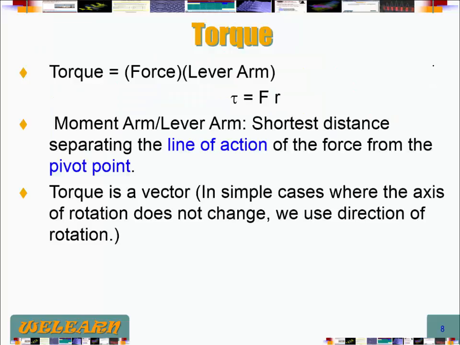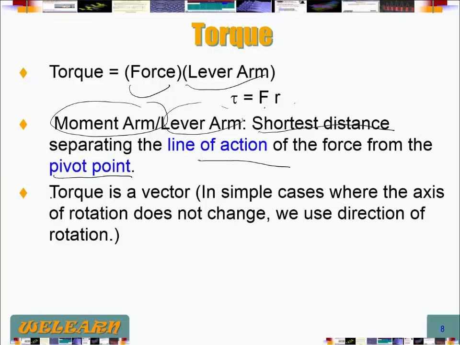Now, again, we have seen this in a previous recording. Torque in magnitude is a force times a lever arm, F times R. What we call the lever arm, and sometimes we call the moment arm, is the shortest distance separating the line of action of the force from the pivot point.